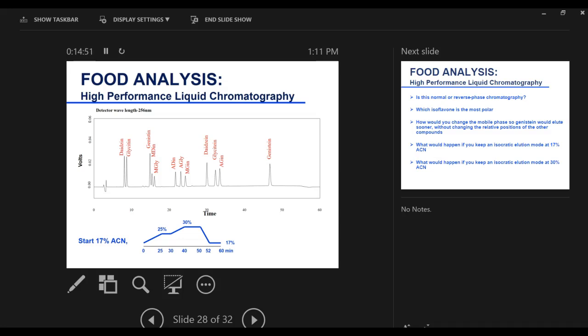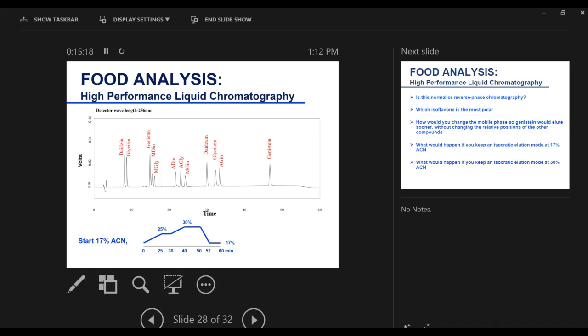liquid chromatography. And I showed you that we have about 11 to 12 different isoflavones extracted from soil. But I didn't tell you about the method or the gradient. So the gradient starts at 17% acetonitrile. That means I have 83% water and 17% acetonitrile.